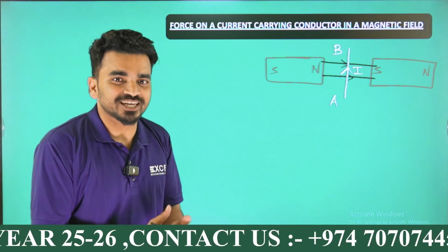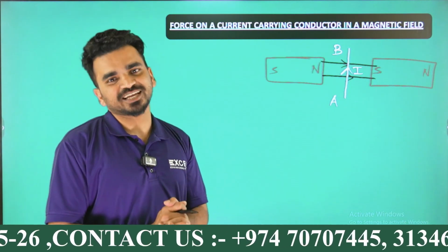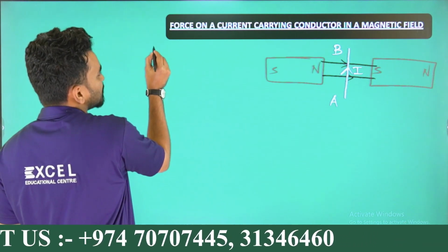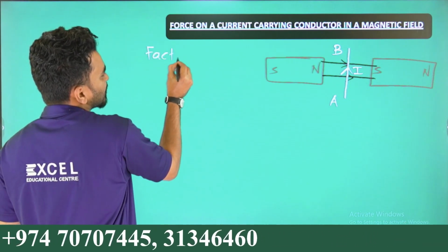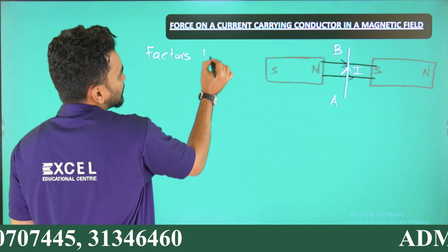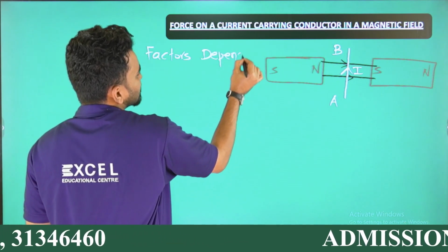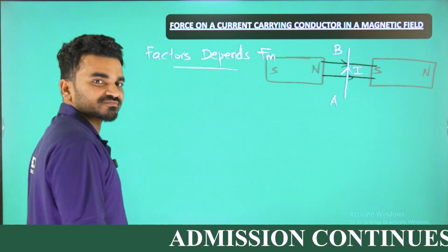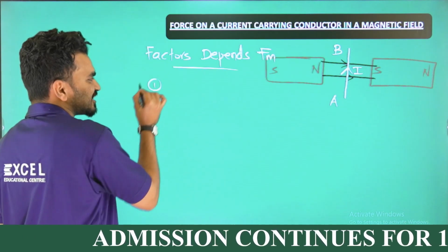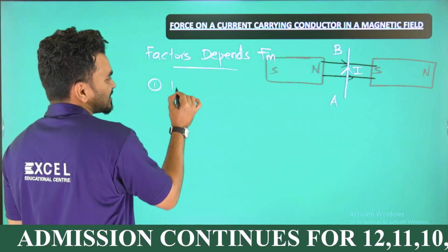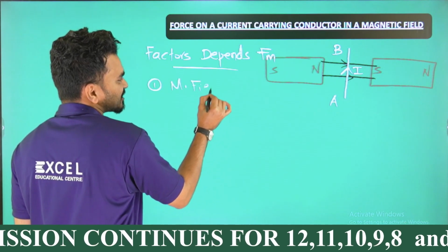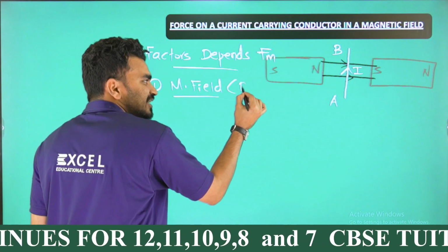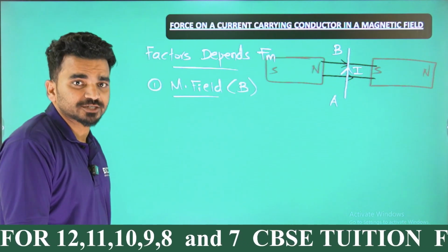Now we want to look here, what are the factors on which magnetic force depends? I am writing here, factors which magnetic force depends on. Number one factor, it is found that is magnetic field. It is generally denoted by letter B. Keep in your mind that too.